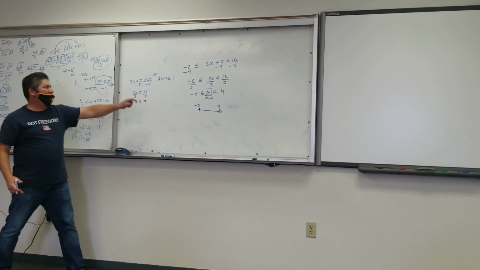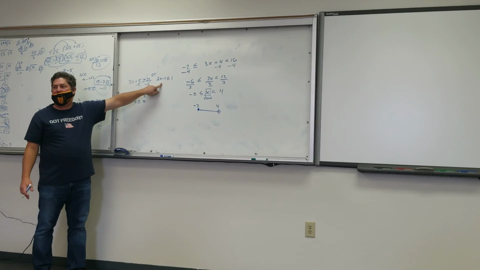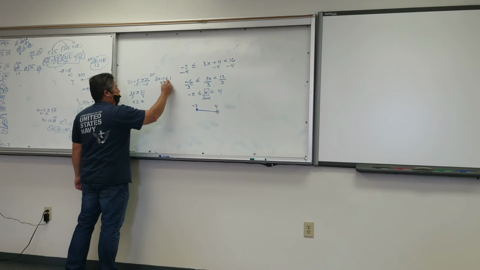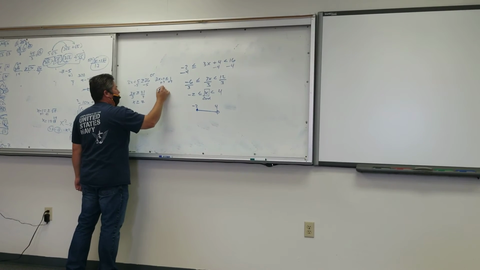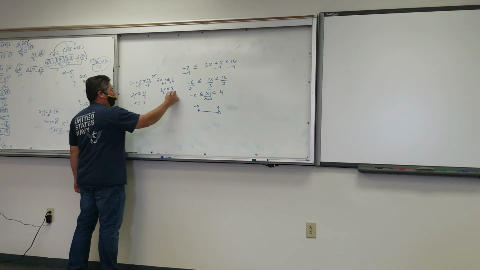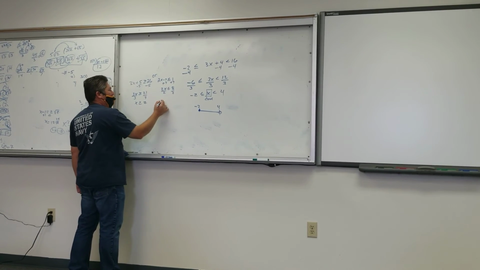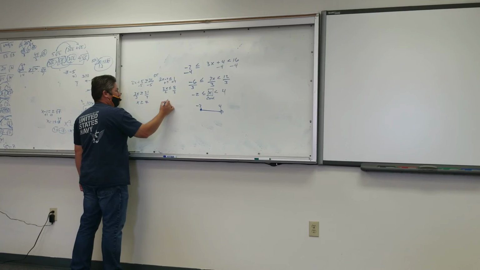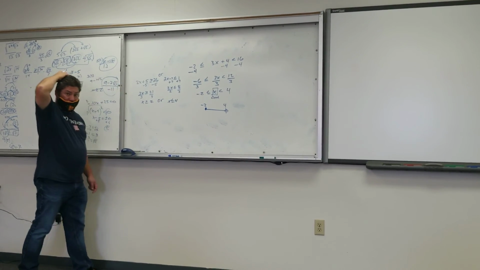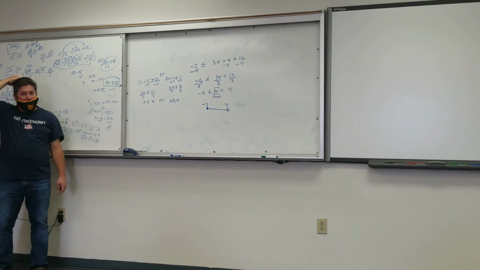Okay? What should I do on this one to get the x by itself? Add 7. And what do I do next? Divide by 2 on both sides. Notice how I did each one separately. X is less than or equal to 4. It's an or. Okay? So I expect it to go opposite ways.